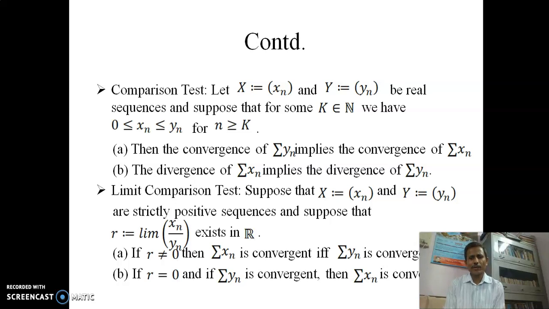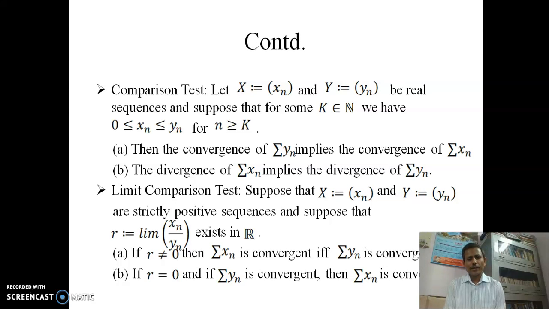Let x = (xn) and y = (yn) be real sequences, and suppose that for some k belonging to N, we have 0 <= xn <= yn for n >= k. Then the convergence of summation yn implies the convergence of summation xn. The divergence of summation xn implies the divergence of summation yn.